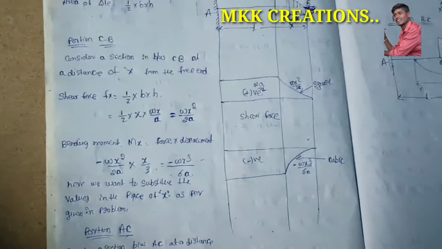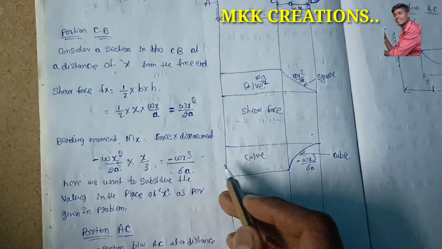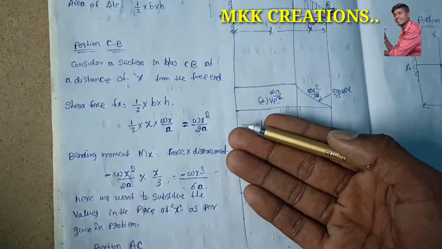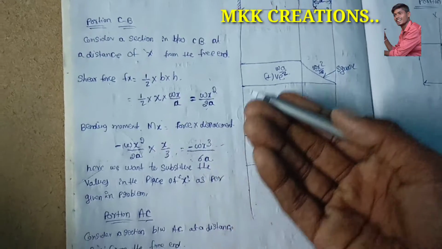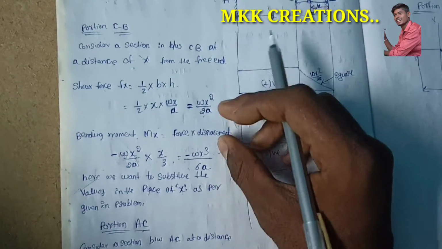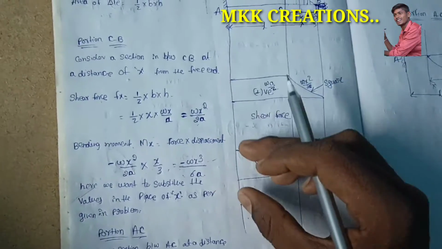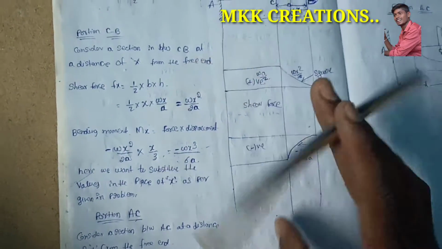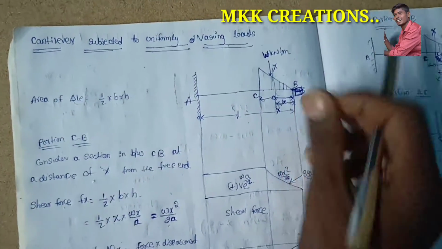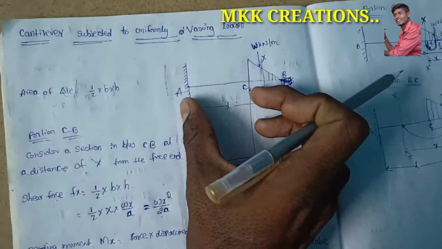So next we want to substitute this. That we will study when doing numerical problems, at that time. Understood? So now it is a waste in problems. While solving problems, there we can understand carefully. Next, now portion CB is completed. Now consider the portion AC.